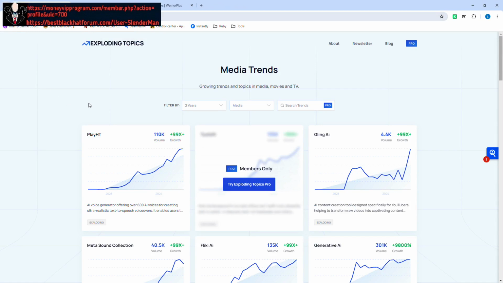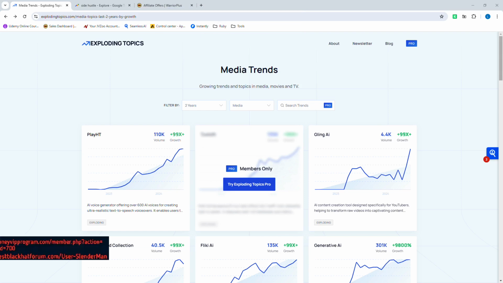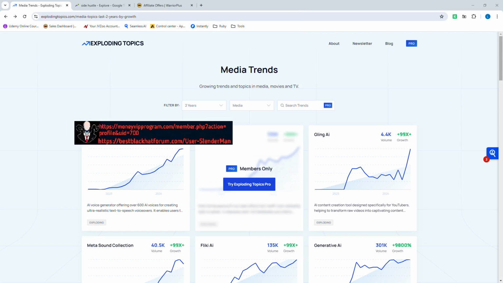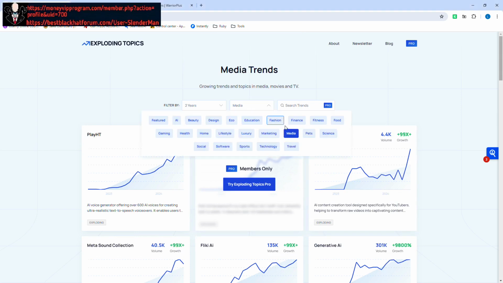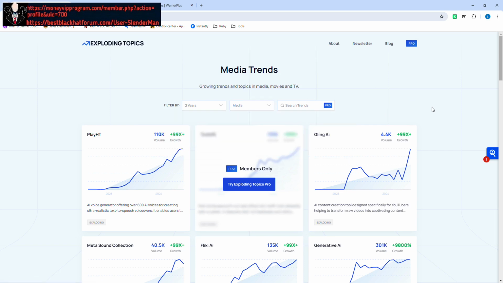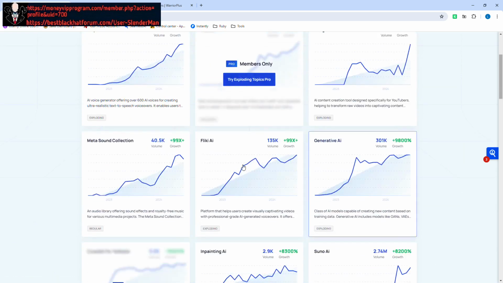This is what we're going to look at next, Exploding Topics. Now you can use the free version of this, explodingtopics.com. You don't even need to create an account. You can look at certain categories, and the two that I look at are marketing and media. We'll start with media. We just get an idea there are some tools that are really gaining popularity. Look at these curves. Some really nice curves going on here.